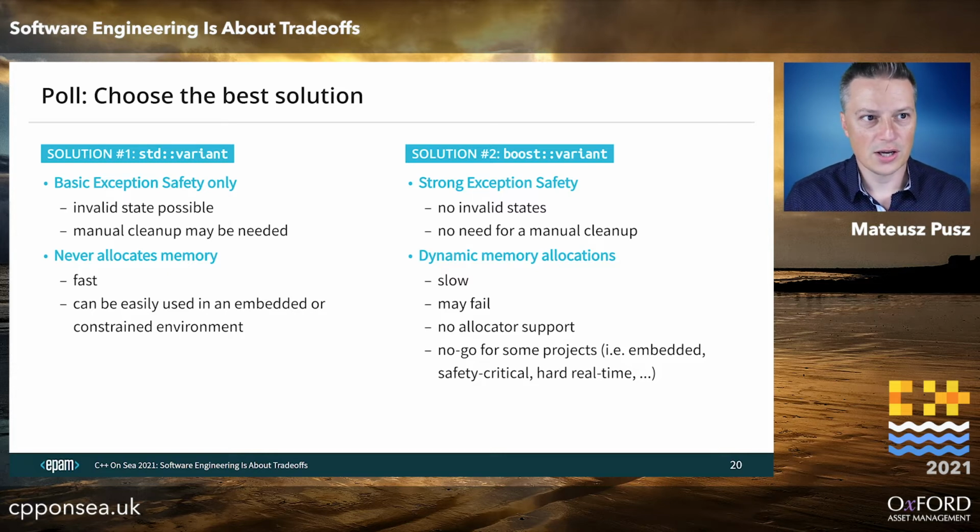There is a question: what does it mean by no allocator support in case of boost::variant? By this I mean that boost::variant doesn't take an allocator type as a template parameter, like for example all of the containers do. So you cannot provide a custom allocator that will allocate the memory according to your needs and expectations.